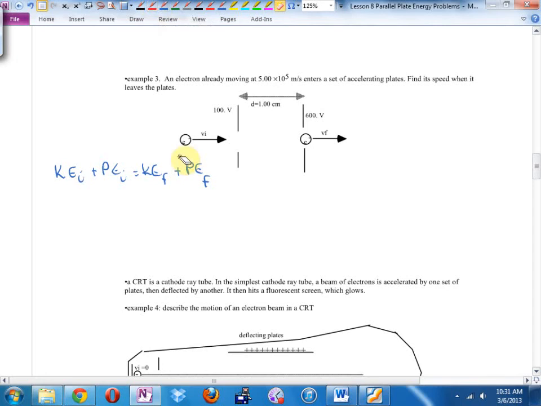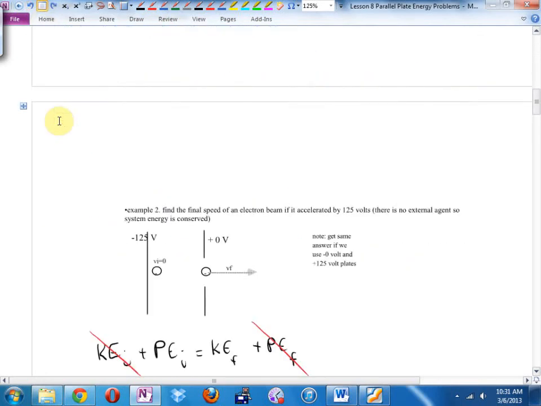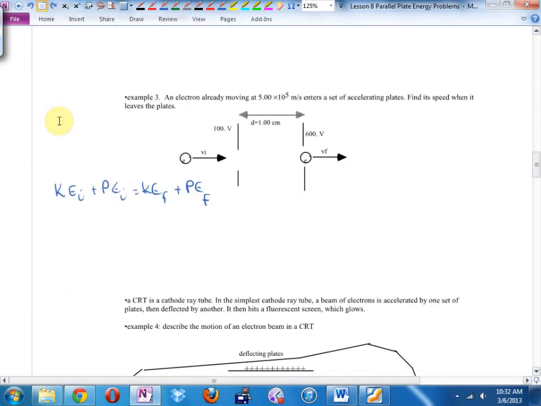This time, I can do that. Can I cross out my initial kinetic energy, though? No, this time it's already moving. Okay. So it's going to be a half m v initial squared plus q change in voltage equals a half m v final squared.